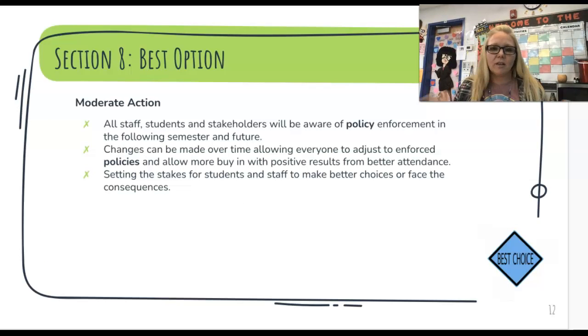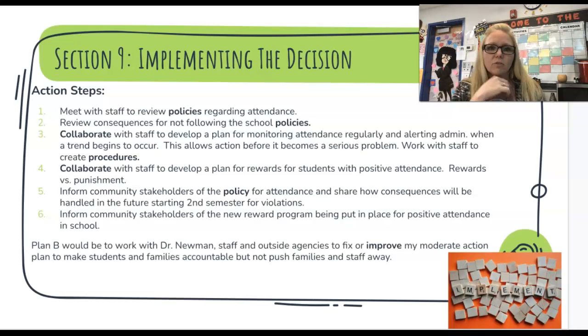So the best option, I think, is the moderate action. All staff and students, including stakeholders, will be aware of the policy enforcement and how it will be set forward for the second semester and for the future. Changes can be made over time, allowing everyone to adjust to enforced policies and allow buy-in and positive results from better attendance, and setting the stakes for students and staff to make better choices, or they're going to face the consequences. So setting that front and center, very clear that this is what's going to happen in the future.